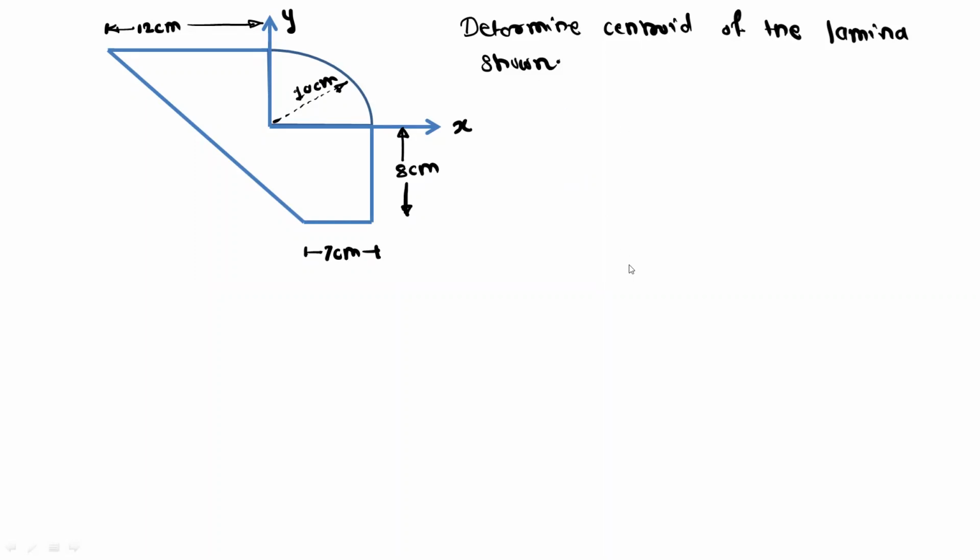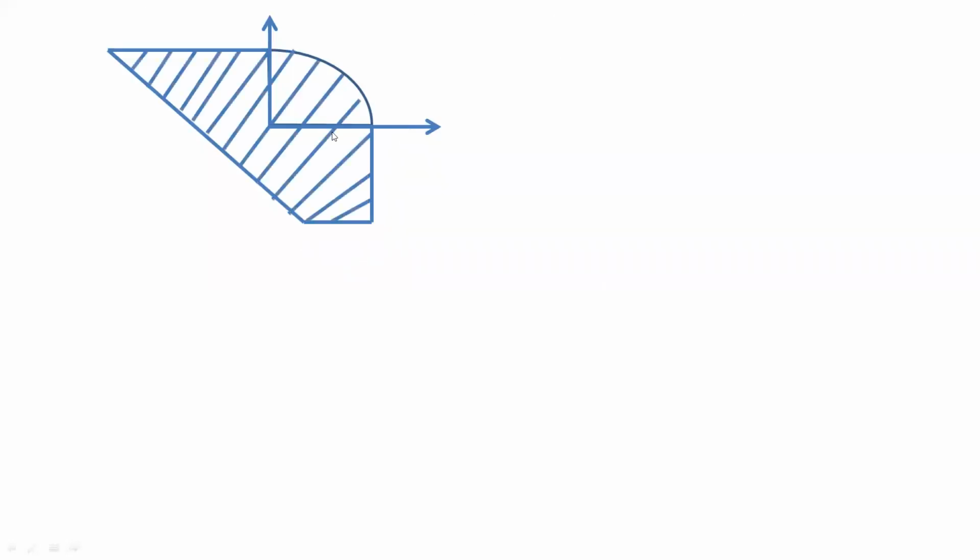So here on the screen, you can see the problem on the centroid. One plane lamina is shown, and we have to determine the centroid for the lamina. This lamina consists of different standard shapes. In order to get the given shape of the lamina, we have to find out the standard shapes. So we can divide the given lamina into known standard shapes. So this is the required area.